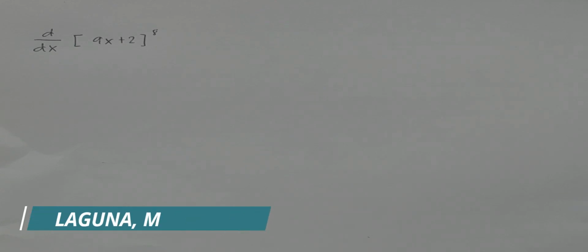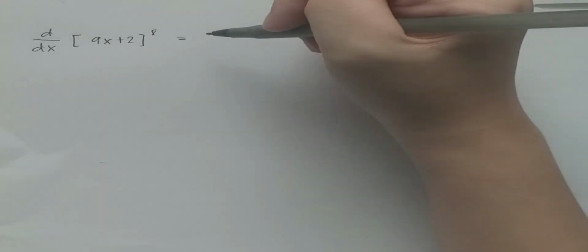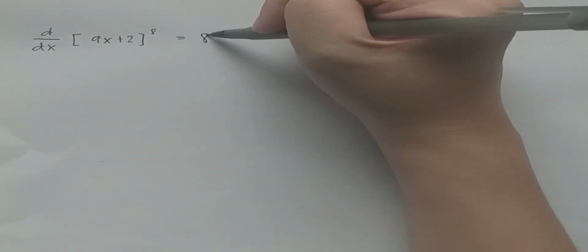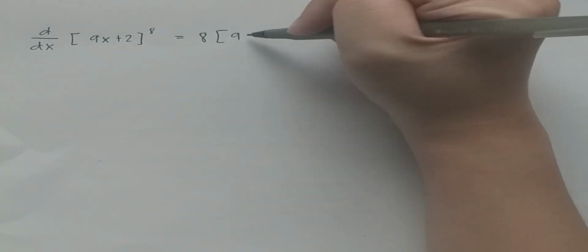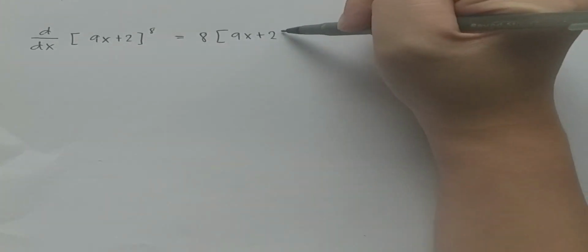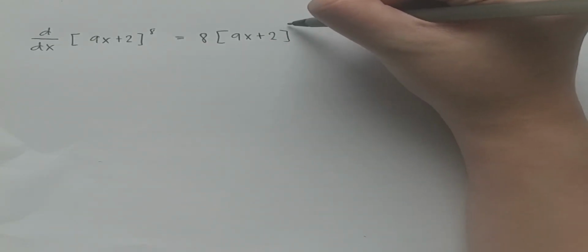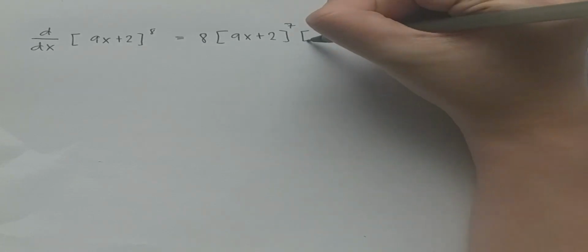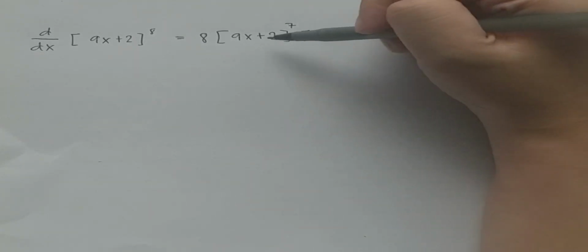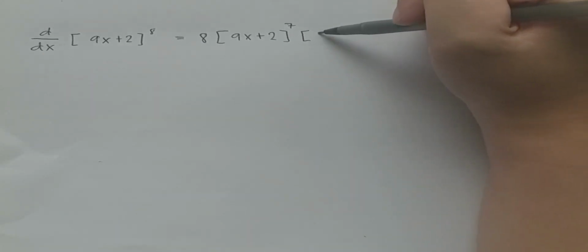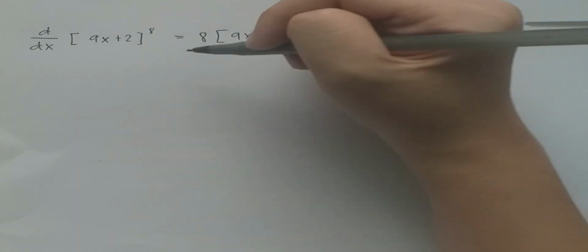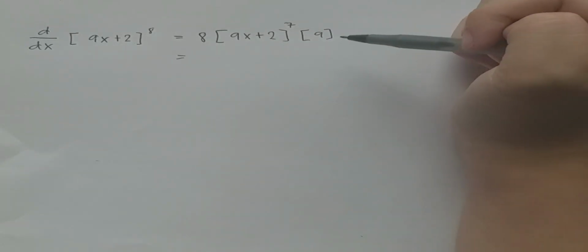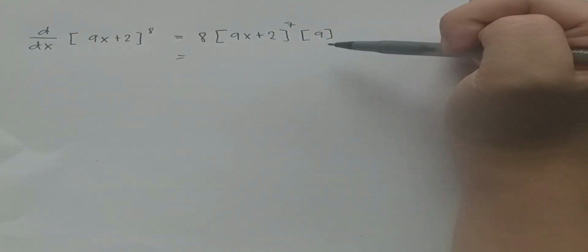Now we're going to find the derivative of (9x + 2)^8. We're going to move the 8 from the front and copy 9x + 2, and subtract 8 with 1. It becomes 7. And we're going to write the derivative of 9x + 2, which is only 9 because 2 is a constant. And after that, we're going to multiply 8 with 9.